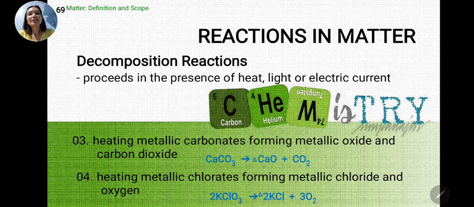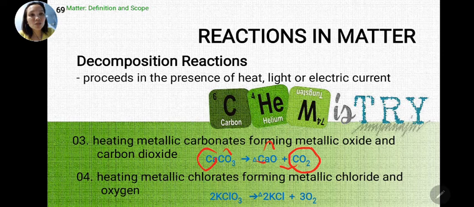So, another one is heating metallic carbonates, forming metallic oxide and carbon dioxide. So, this one is a calcium carbonate. Calcium is a metal. You will form the triangle here, which represents heat. Okay? So, upon heating calcium carbonate, you will form calcium oxide plus carbon dioxide. So, where does this come from? Calcium is from this one, and carbon dioxide is from CO.